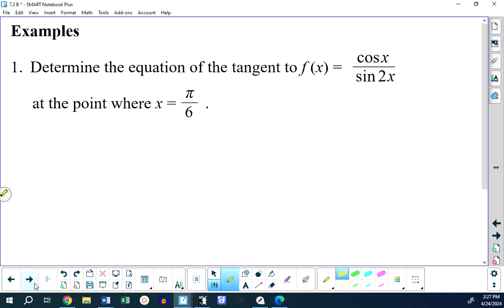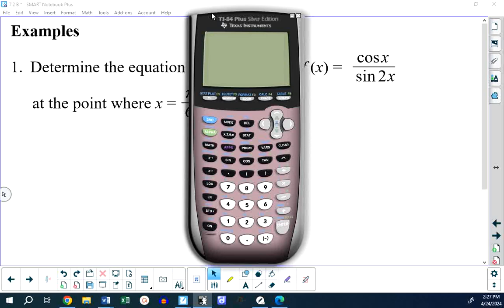This function as a graph is something that's beyond Math 30-1. We can take a look at it. So on your graphing calculator, you can enter y equals cosine of x over sine of 2x. We definitely always want to be in radians in this course. It's very rare that you would want to be in degrees.